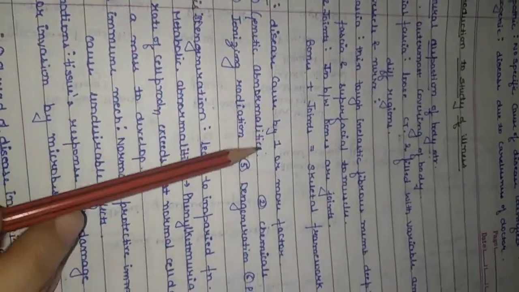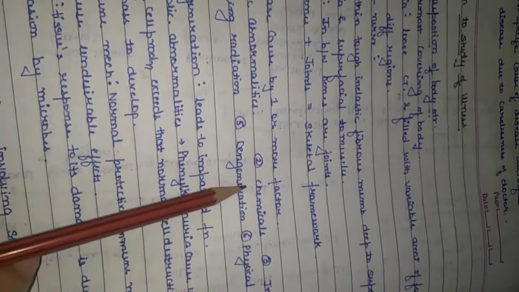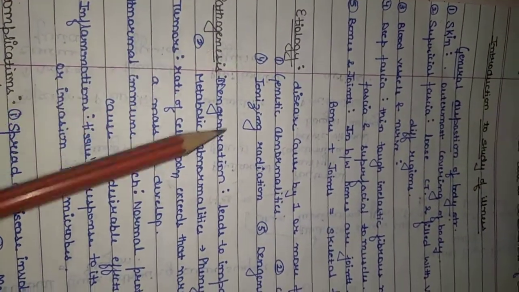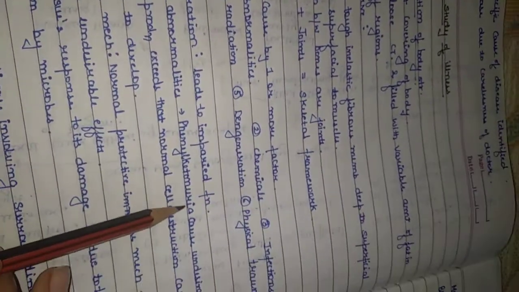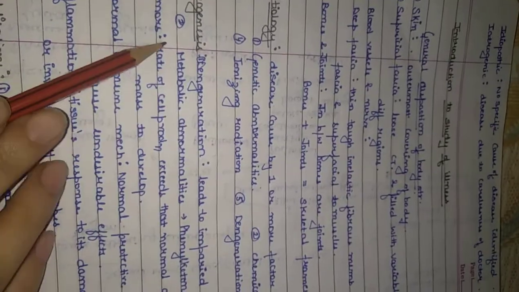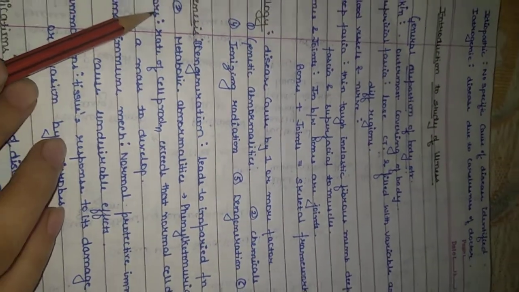Etiology is the disease that is caused by one or more factors. They may be genetic abnormalities, chemicals, infections, fourth is your ionizing radiation, degeneration, physical trauma. Now pathogenesis. Degeneration leads to impaired functions. Metabolic abnormalities like phenylketonuria cause undesirable effects. Tumors are caused, just like in cancer, it is caused due to an increase in rapid cell division.